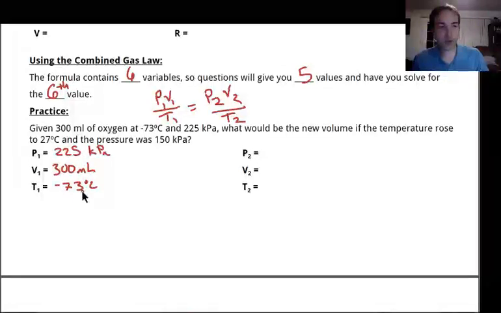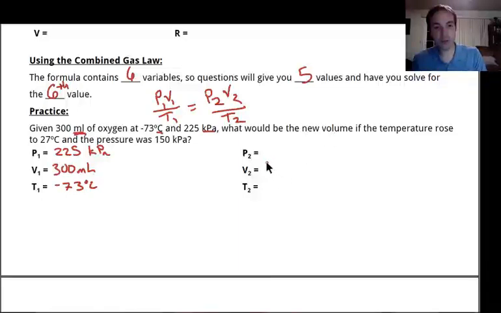If you're asking how I figured out where to plug these in, it's all about the units. Milliliters is a unit of volume, Celsius is a unit of temperature, and kilopascals is a unit of pressure. So it's all about identifying the units compared to the variable that they measure. Now if we move on, it says what would be the new volume. So that's our question. I'm just going to put a little question mark, because that means we're going to be solving for volume 2. It says if the temperature rose to 27 degrees Celsius and the pressure is 150 kPa, kilopascals.